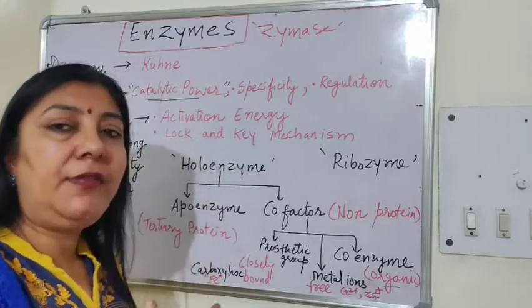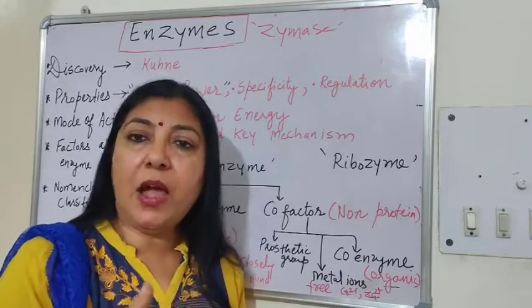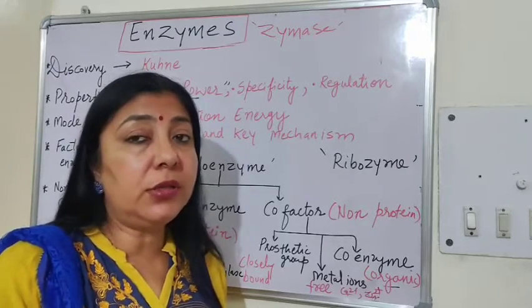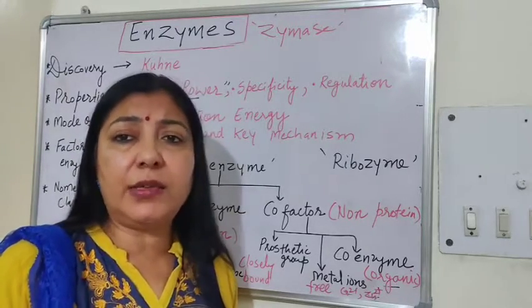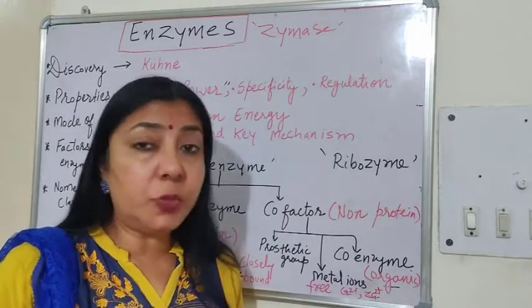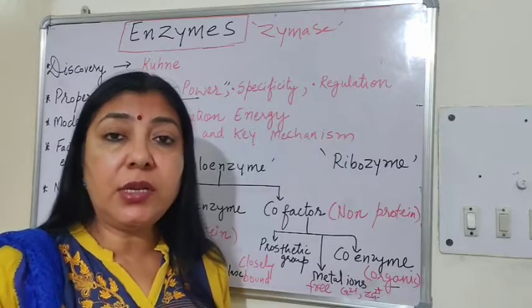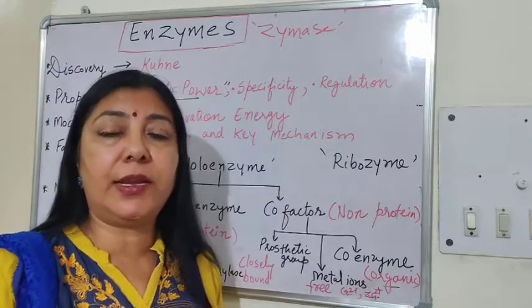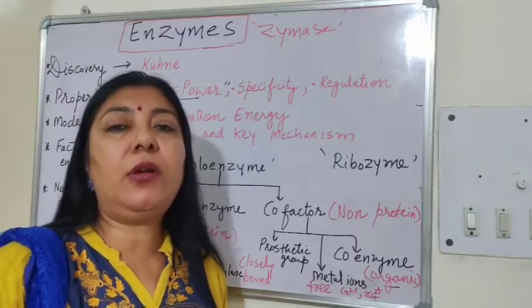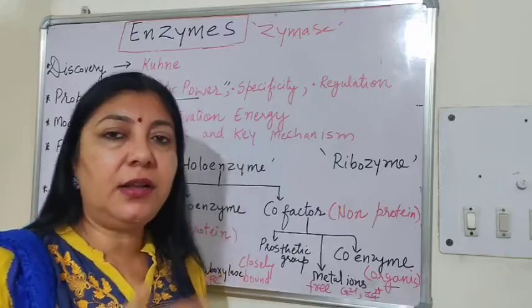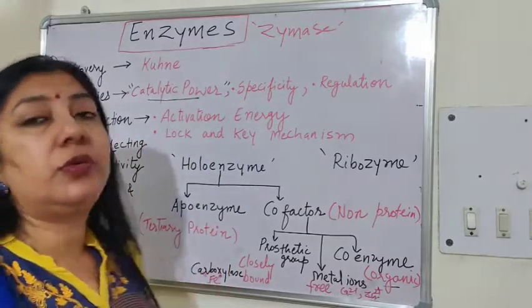For example, if you keep milk outside the refrigerator, it gets spoiled very fast because the enzymes of the microbes act very fast. But when you refrigerate it, it is not spoiled. Why? Because the conditions are not favorable for the enzymes of the microorganisms, so they cannot spoil it. Activity will not take place, and as a result, the enzyme activity will go down.